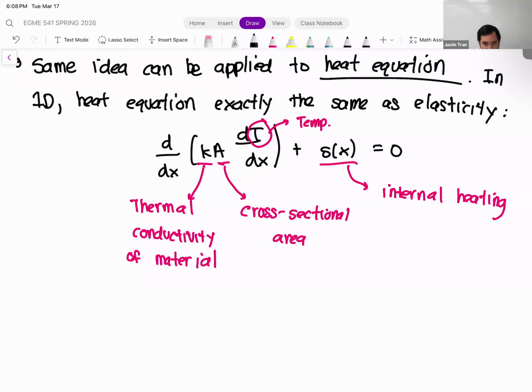So in 1D, it's exactly the same. I don't want to spend too much time dwelling on this, just because mathematically it's exactly the same. But I will note that in 2D, and 3D I suppose as well, but we're not going to do anything in 3D in this class, the heat equation actually becomes simpler to solve because the heat equation is still a scalar equation.